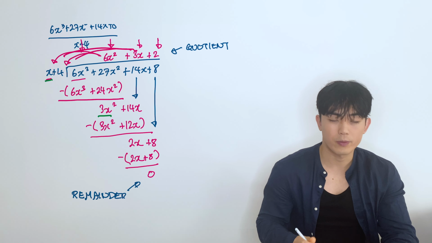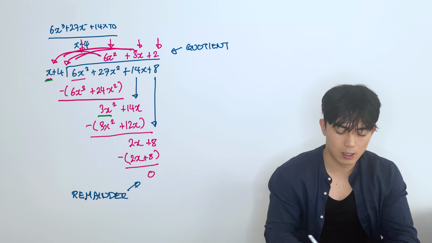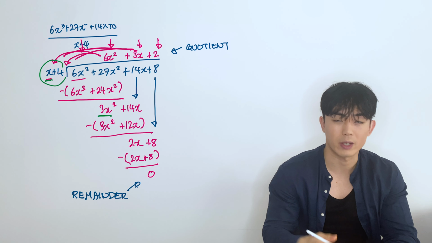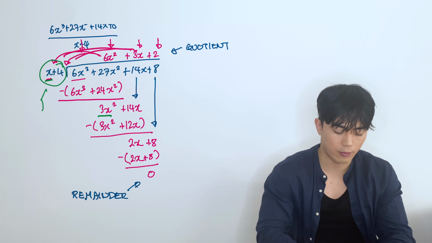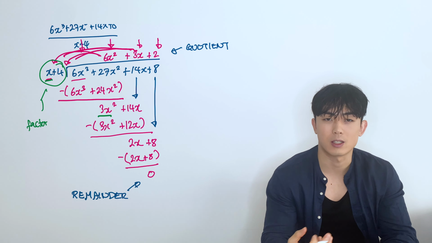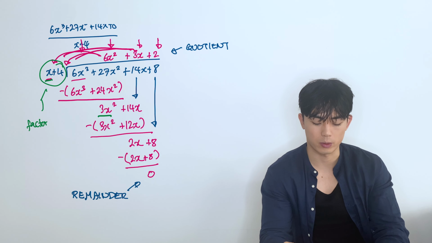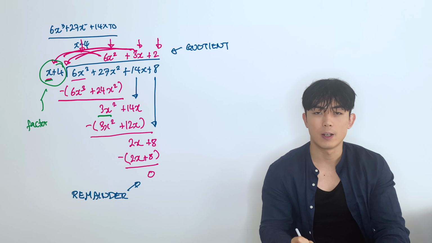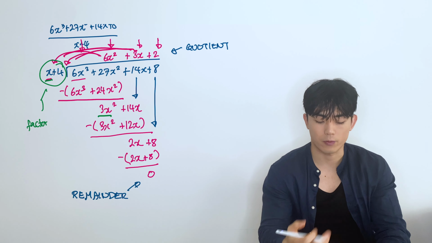So importantly, if the remainder is 0, it means that this initial one we divided by is actually a factor of the polynomial. If it's not 0, then we can deduce that it's not a factor of the polynomial. Okay, so if there's a remainder, it's not a factor. If there is no remainder, it's 0, then it is a factor.